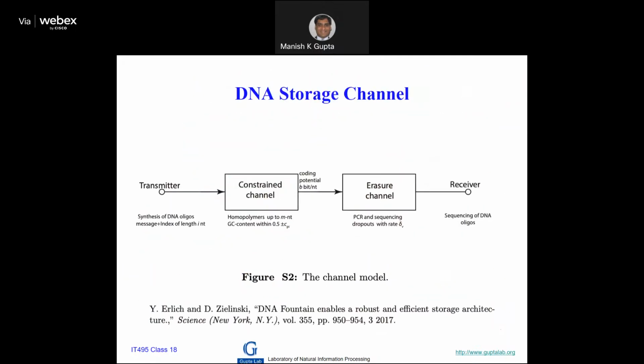We talked about the erasure channel. So basically our storage channel is something like this. Transmitter: synthesis of DNA oligos, message plus index of length I nucleotides. Constrained channel: homopolymers up to M nucleotides and GC content within the range of 0.5 plus minus CGC, with coding potential B in bits per nucleotide. And PCR and sequencing with dropout rate delta V. So this is the channel we are looking at.